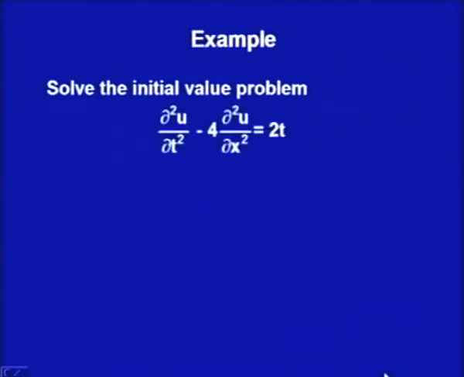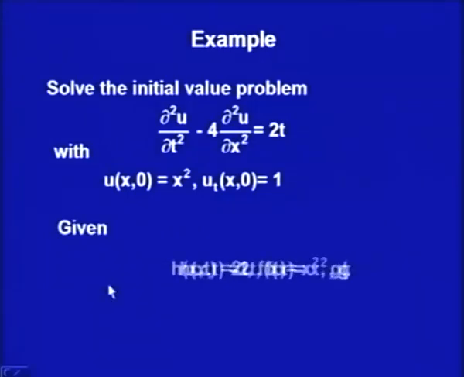Solve the initial value problem del 2 u over del t 2 minus 4 times del 2 u over del x 2 is equal to 2t, with non-homogeneous initial conditions u(x, 0) is equal to x square and u_t(x, 0) is 1. First we will solve the homogeneous equation with these non-homogeneous initial conditions using D'Alembert's principle, and then using Duhamel's principle we would write the solution of this non-homogeneous equation with homogeneous initial conditions, and that would give the solution of the whole problem by adding up.